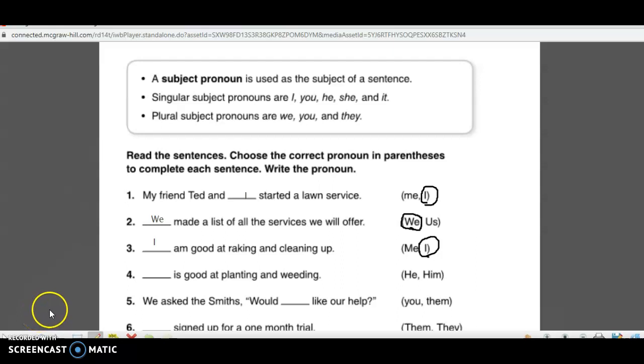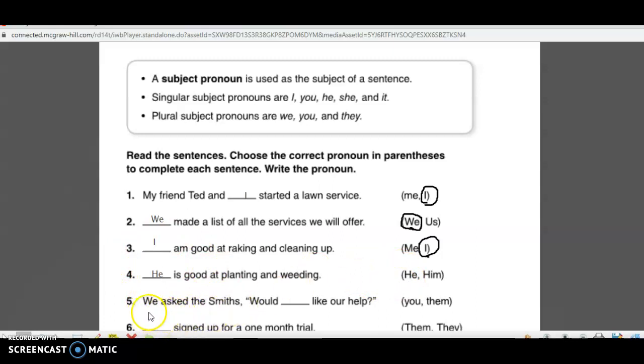Which subject pronoun are we going to put in? Go ahead. Okay, so for the first sentence, he or him, this is the subject. So for a subject, we'd be using he. So you should have written he is good at planting and weeding. And if you read it as him is good at planting and weeding, you can see that it doesn't really sound right. So knowing that it's our subject, we have to use he. And it makes more sense when you read it.